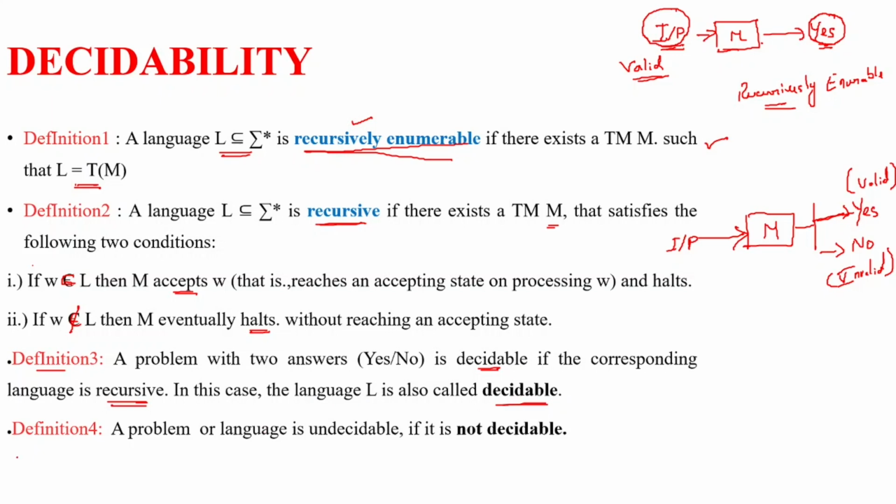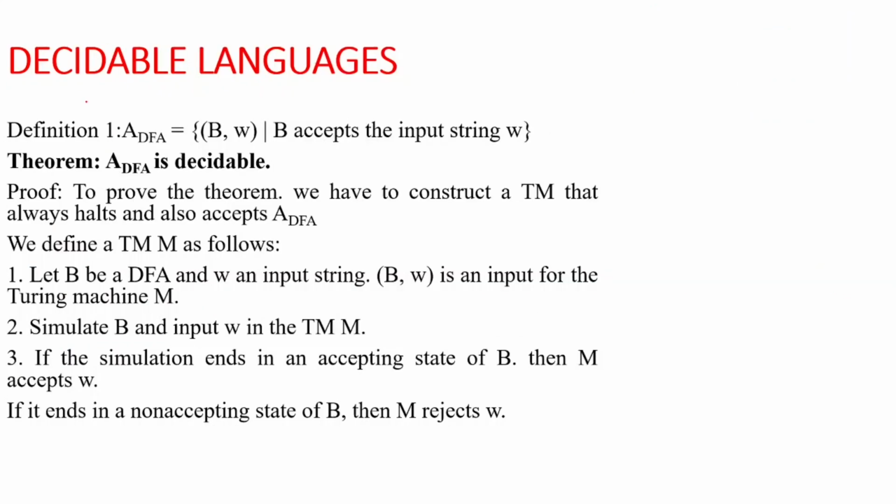And what are undecidable languages? It is very simple. If a problem or a language is undecidable, then it is not decidable. So if it is not decidable, then obviously it is undecidable. So this is about some of the important definitions with respect to decidability, mainly the definition of recursively enumerable languages and a recursive language. Now let us consider some examples with respect to decidable languages.